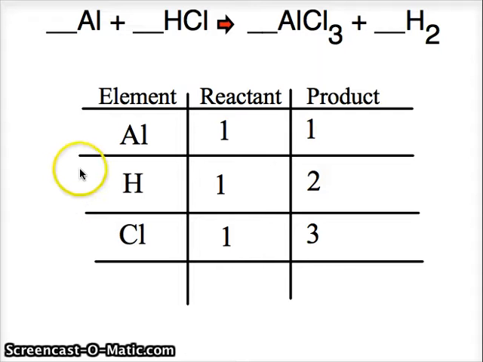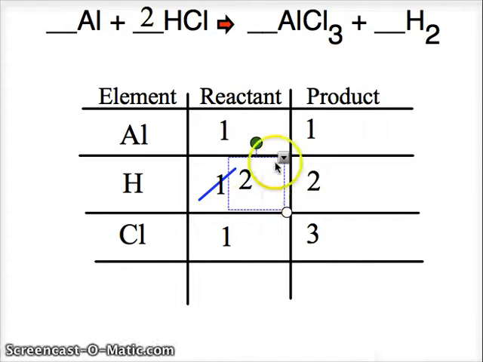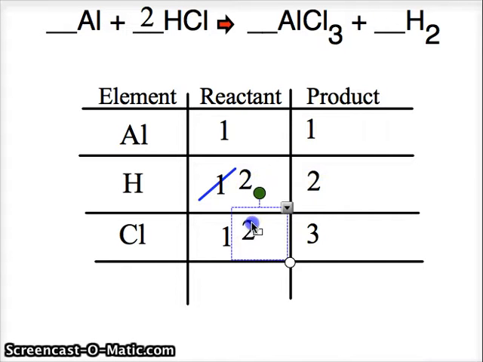Okay, so the first thing we notice is that I have more hydrogen as a product over here than I do as a reactant over here. So I'm going to put a 2 as this coefficient right here. What that does is that eliminates 1 hydrogen and turns it into 2, but it also makes 2 chlorine. So that is our new table.